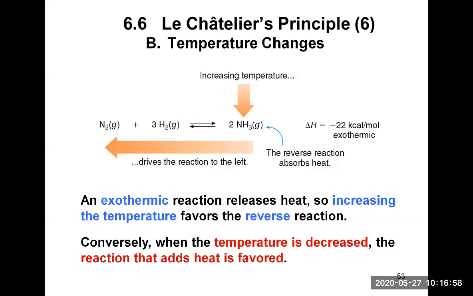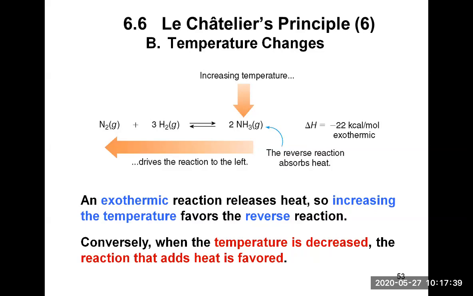So if we are increasing the temperature, it's not going to favor the exothermic reaction because this would produce even more heat. So when you increase the temperature, you will favor the endothermic reaction, and the endothermic reaction is the opposite of the exothermic one, which means it's the reverse reaction. So increasing temperature will favor the reaction that absorbs heat, and this will drive the reaction to the left. An exothermic reaction releases heat, so increasing temperature favors the reverse reaction.